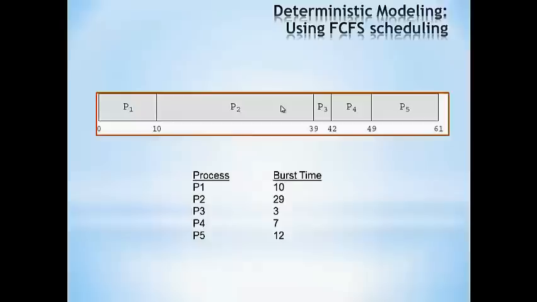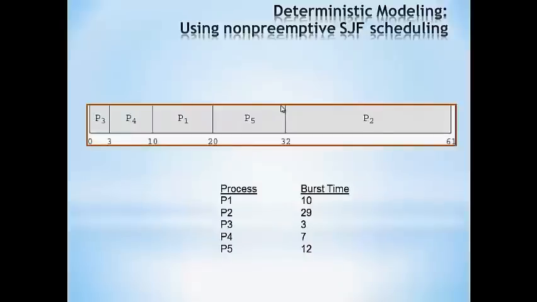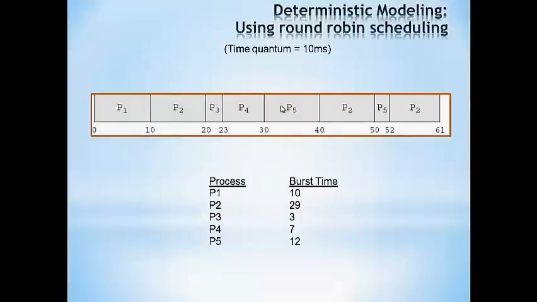Now this is the example of SJF. First we need to sort the processes according to their burst time, then schedule them to the CPU. And now this is the example of the round robin algorithm. Here the time quantum is 10 milliseconds. As we can see, every process is scheduled to the CPU for the quantum time.